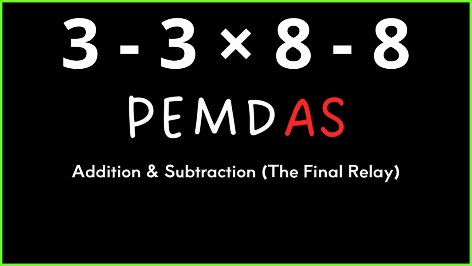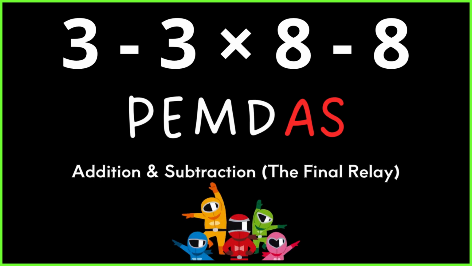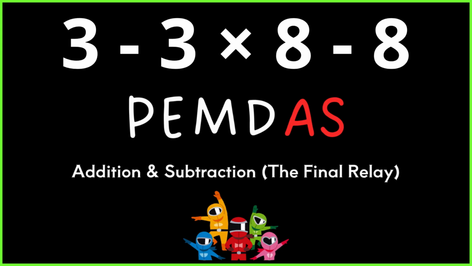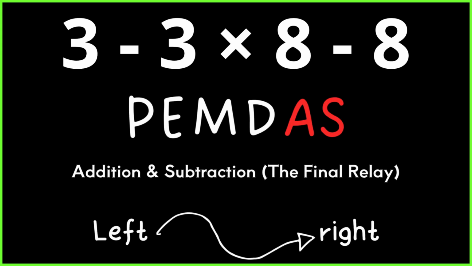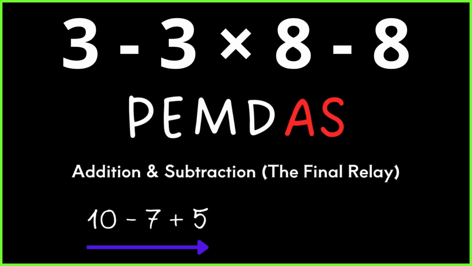A and S for addition and subtraction. These are also a team with equal priority. Again, you simply follow the flow of the page from left to right. Example, 10 minus 7 plus 5. Moving left to right, 3 plus 5 equals 8.